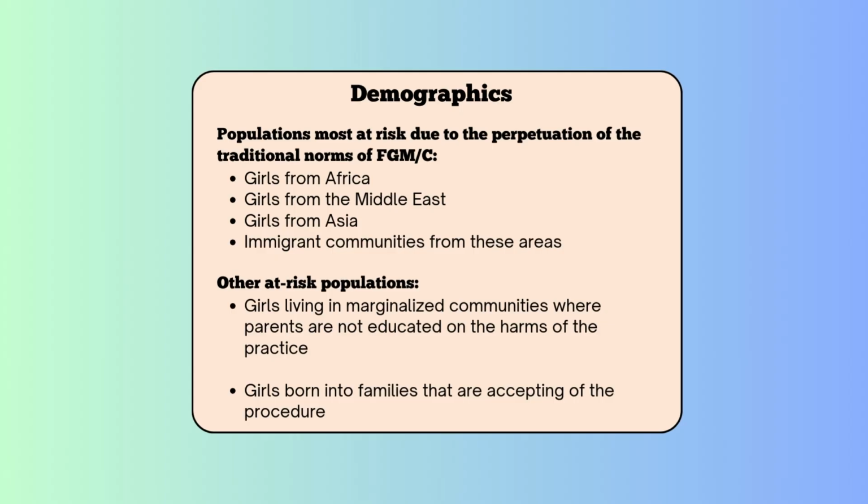Other factors that place girls in higher risk groups include girls living in marginalized communities where parents are not educated on the harms of the practice, and girls born into families that are accepting of the procedure. It is important to note that it is not often the objective of parents to hurt their child, but likely it is a tradition that has occurred to their mother, grandmother, and great-grandmother alike. Parents continue to practice FGMC because it is what they know, and they believe they are doing what is best for their child. It is through education and advocacy that parents can begin to break the cycle of abuse. Even if causing their daughter physical and psychological trauma was not their goal, it is the reality of FGMC.